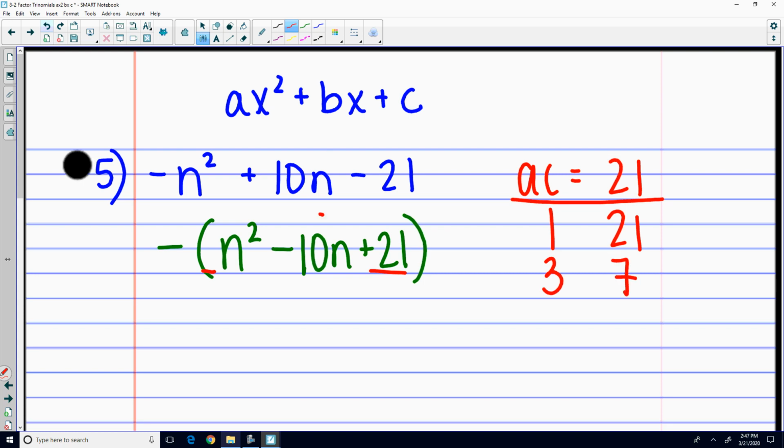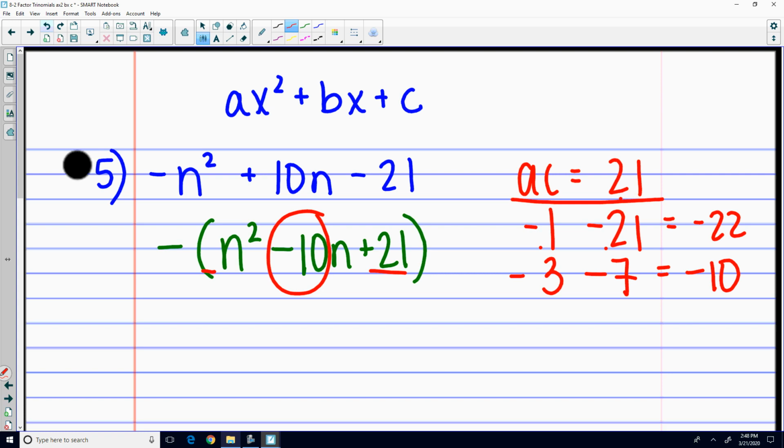So I needed to add to negative 10. Now that's a little weird because 1 plus 21 is 22, and 3 plus 7 is positive 10. But we can do something to this problem. We could, in theory, make both of these negatives because remember, a negative times a negative is a positive. If I make them both negative, I would get negative 22. But if I make both of these negative, negative 3 times negative 7 is 21, and if I add them, it's negative 10. Hey, I found the things that add to negative 10.